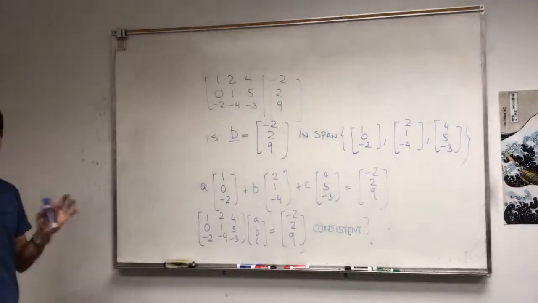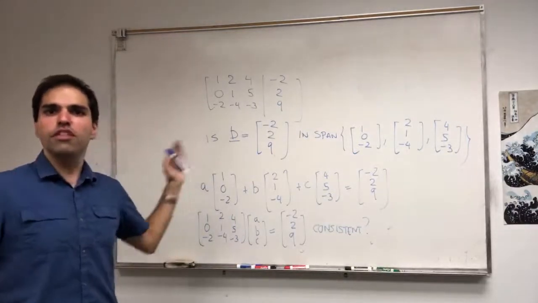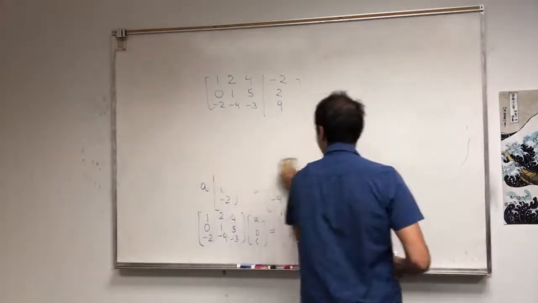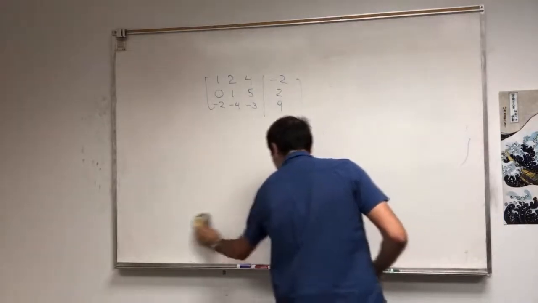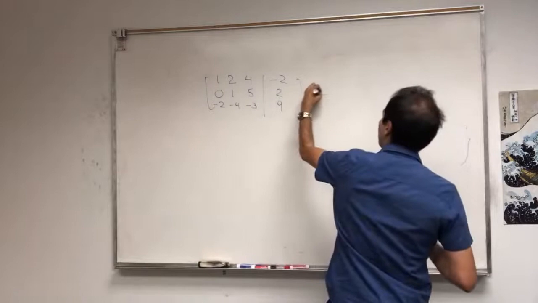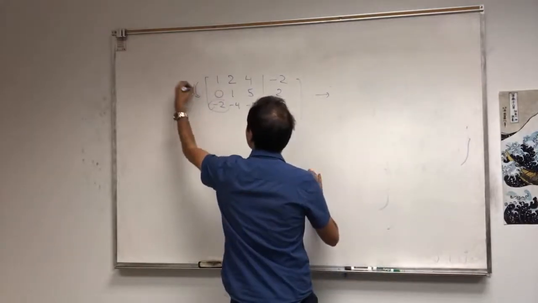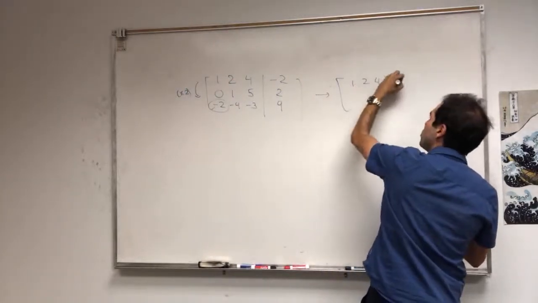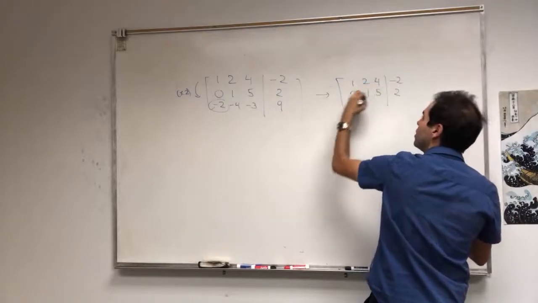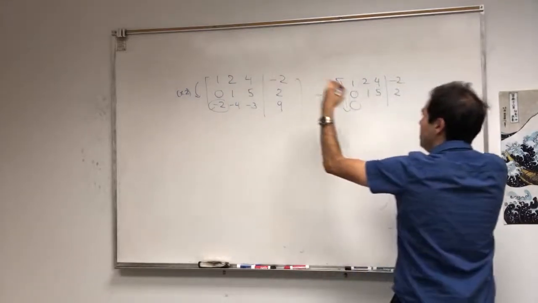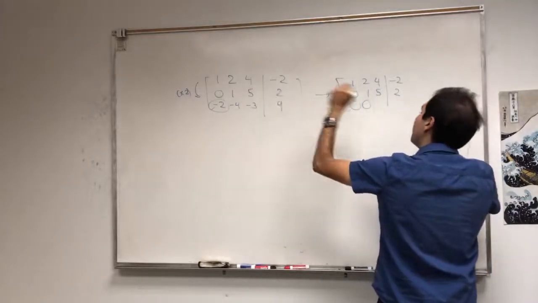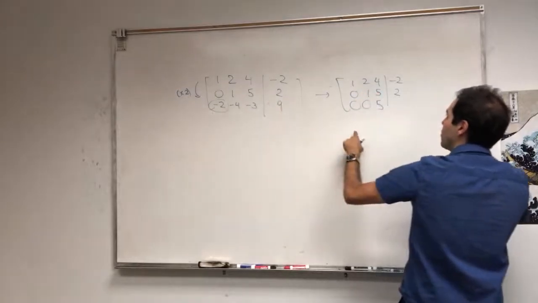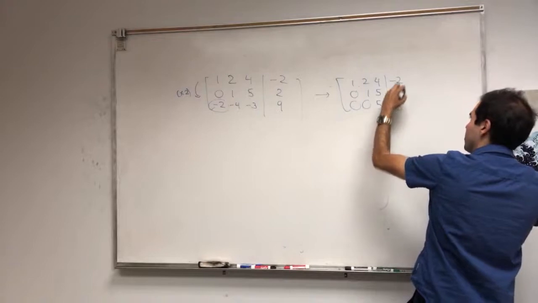Just careful, you actually don't have to solve it. You just have to figure out if there's a solution or not. But still, the beginning is the same. So we have to do the row reduction process. So let's see, we want to turn this minus 2 into 0, so we multiply this by 2, and then we get 1, 2, 4, minus 2, 0, 1, 5, 2, and then 0, 4 minus 4 is 0, and then 8 minus 3, that's 5, and then minus 4 plus 9, that's 5 as well.